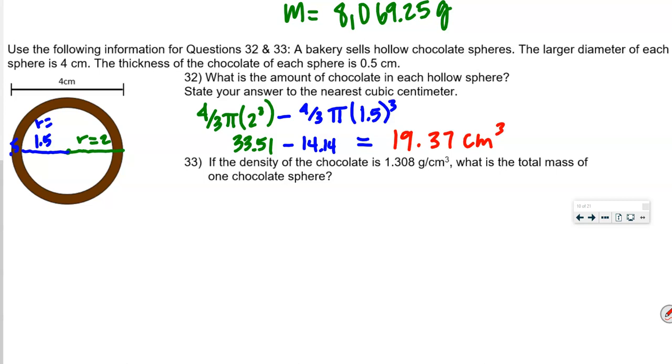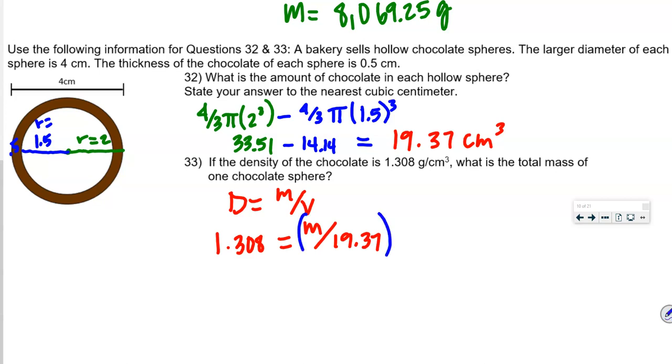Then it's asking us if the density of the chocolate is 1.309 grams per centimeter cubed, what is the total mass of one chocolate sphere? So we're going to look for mass again. So density is equal to mass over volume, right? So we have our density. That's 1.308, and that's equal to our mass over our 19.37, okay? So once again, we're going to multiply both sides by that 19.37, okay? And so when I did that, I got 25.34, this is going to be grams again, is our mass.